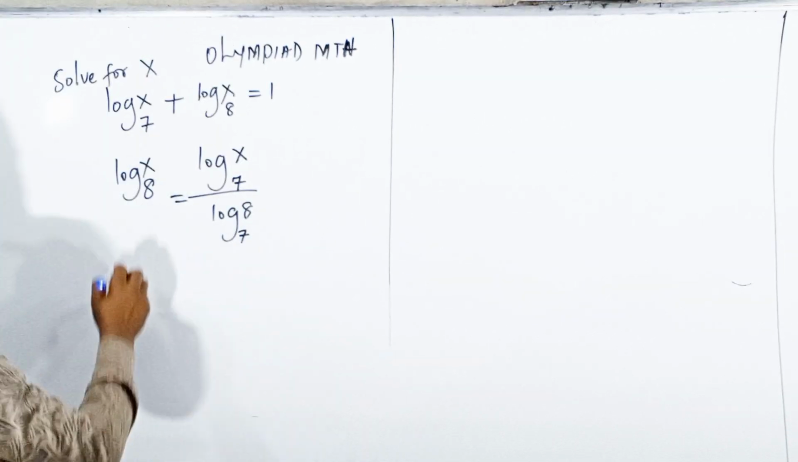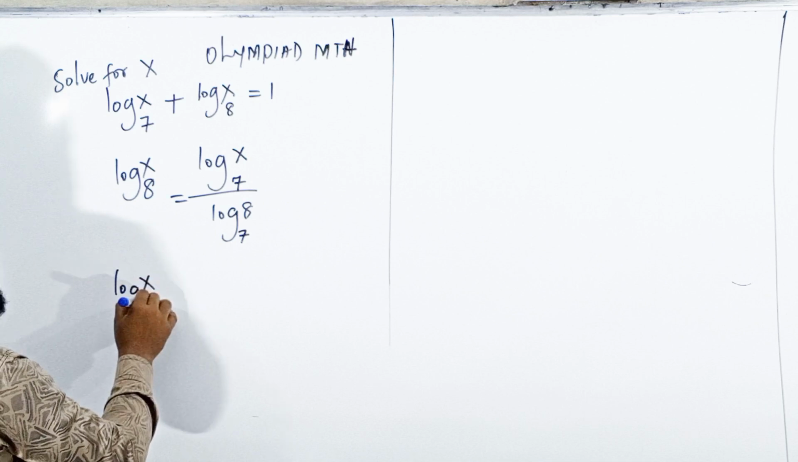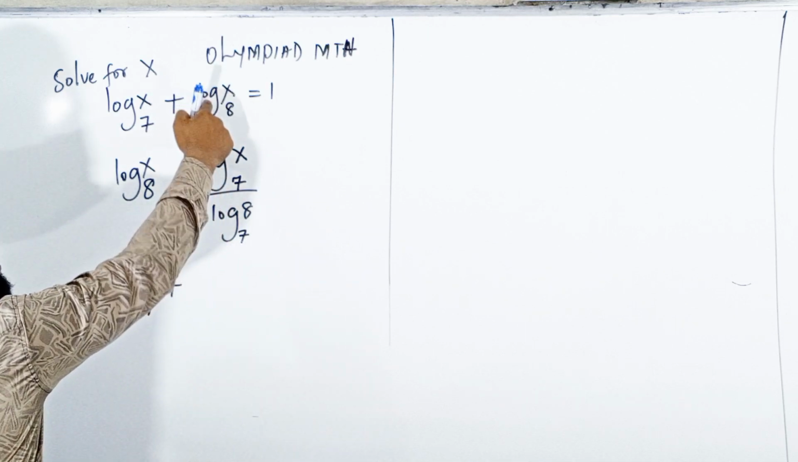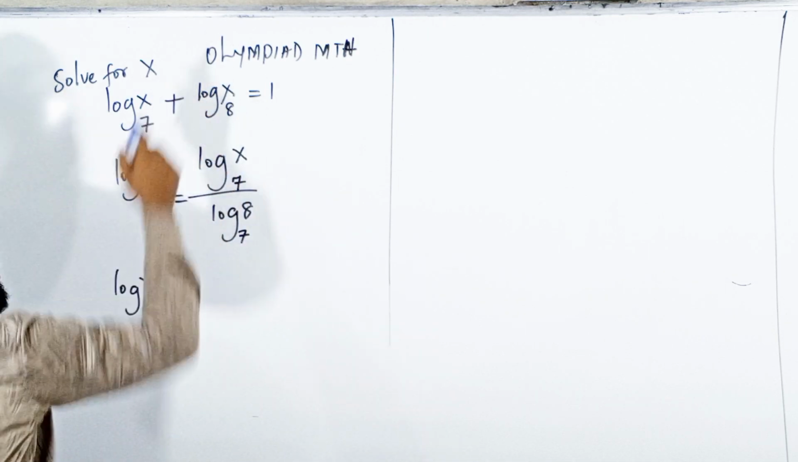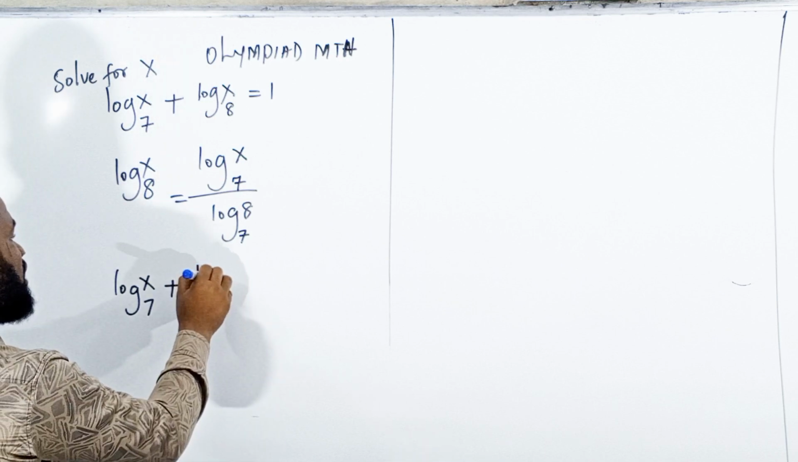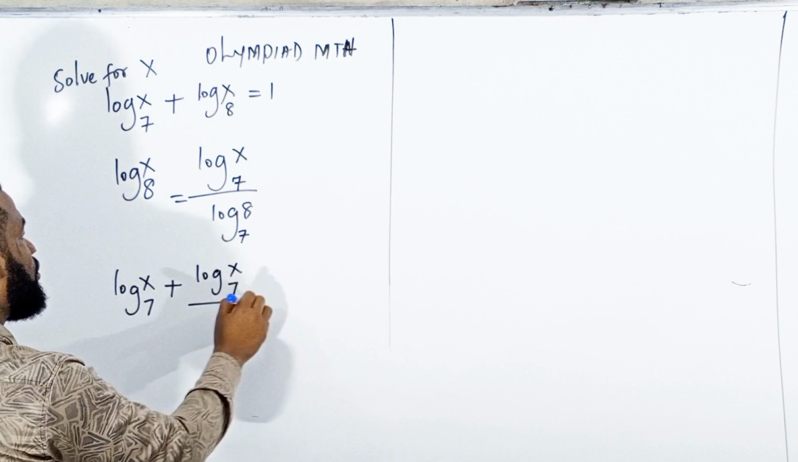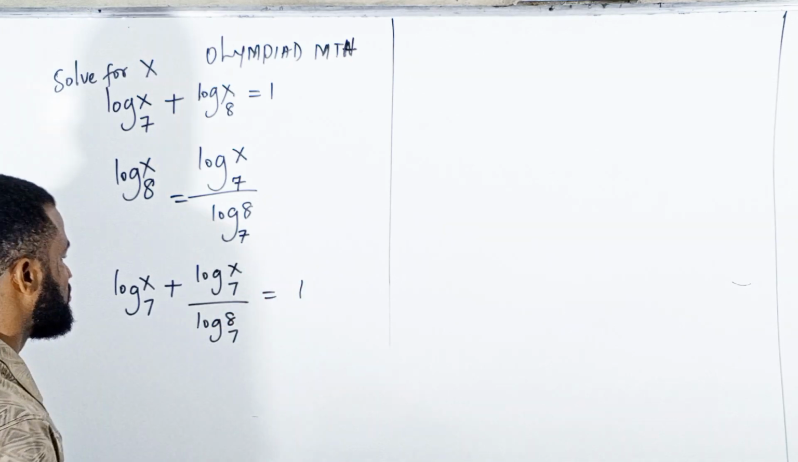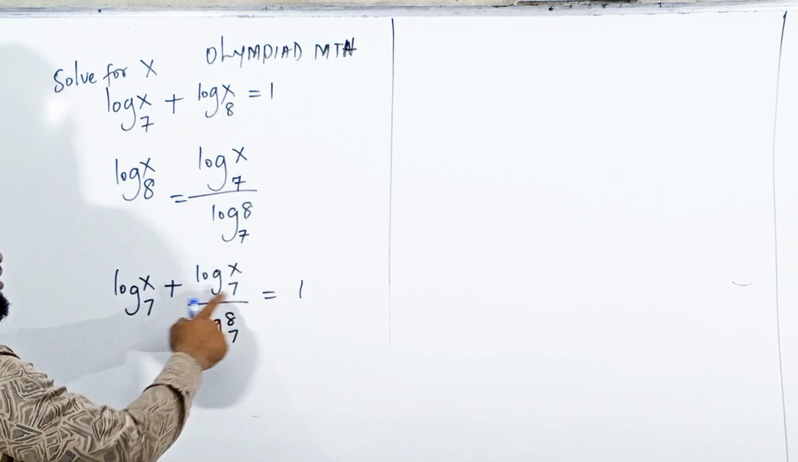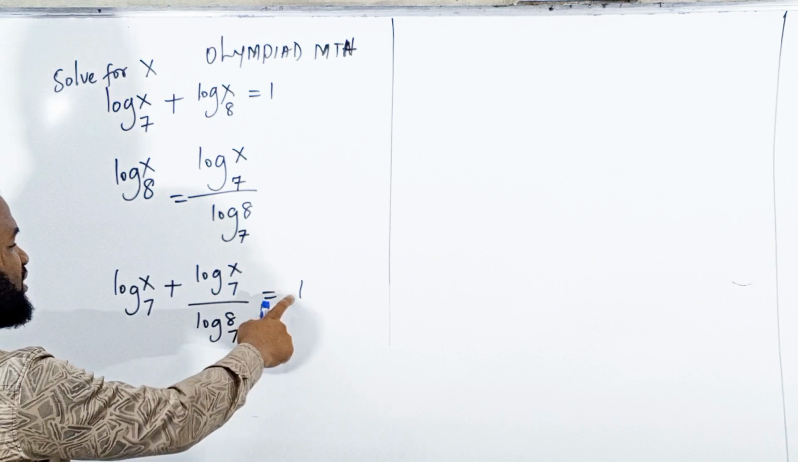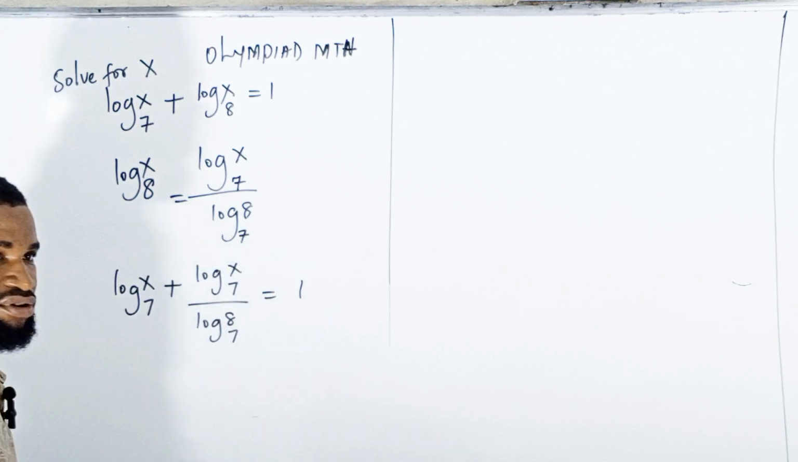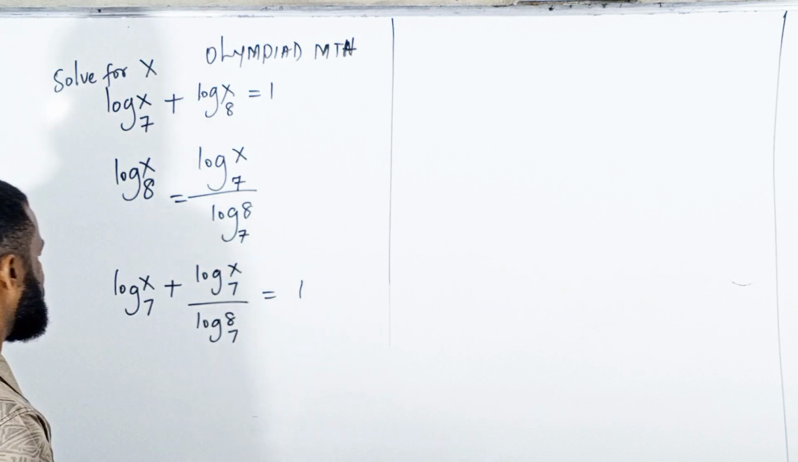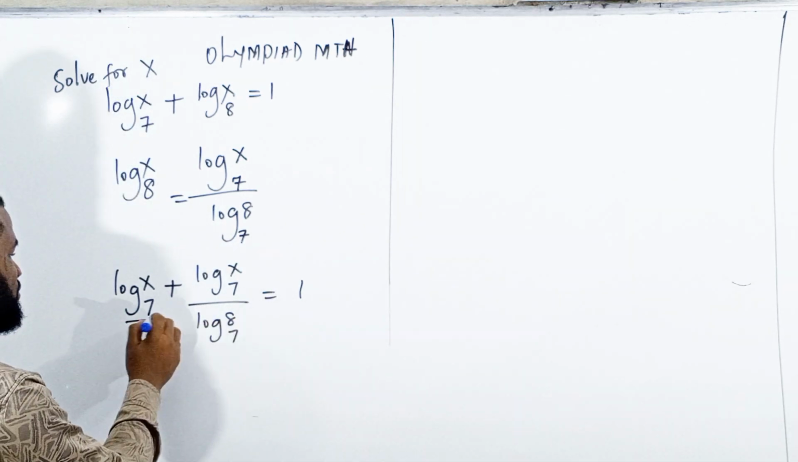So let's start with this one. I have log x base 7 plus, instead of writing this, everything here is substituted for that. So I have log x base 7 all over log 8 base 7 equal to 1. Since everything is in base 7, I can decide to make this one log 7 base 7, but I don't think it's necessary. Let's keep going. I'm going to clear the fraction.